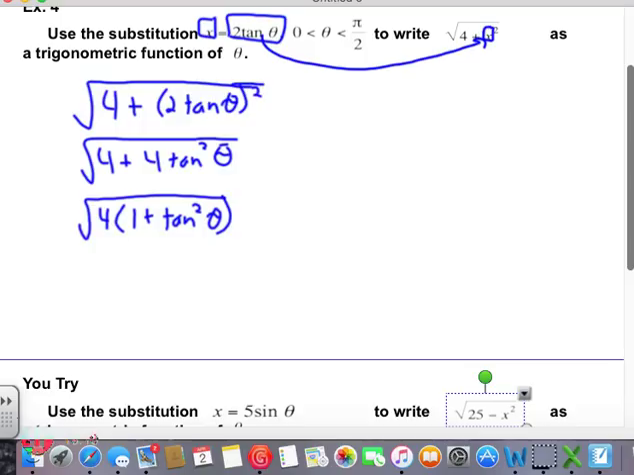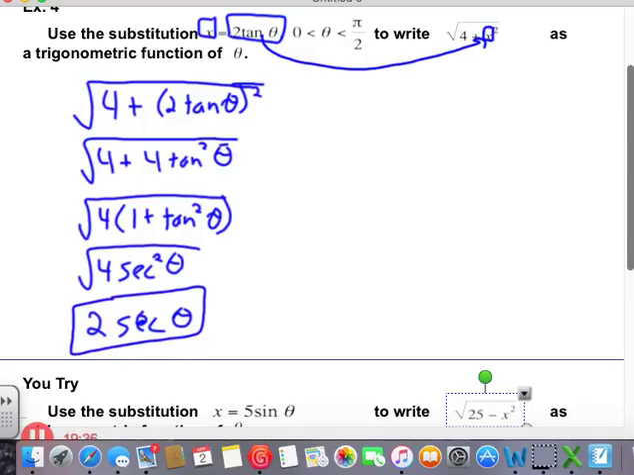Now when you use a Pythagorean identity, 1 plus tangent squared we know is going to equal secant squared, because that's one of our Pythagorean identities. So I've got the square root of 4 times secant squared of theta. Now we take the square root. Well, the square root of 4 is 2, and the square root of secant squared is just secant. So there's our answer. 2 secant theta is a simplified form when we substitute 2 tangent theta into that expression.